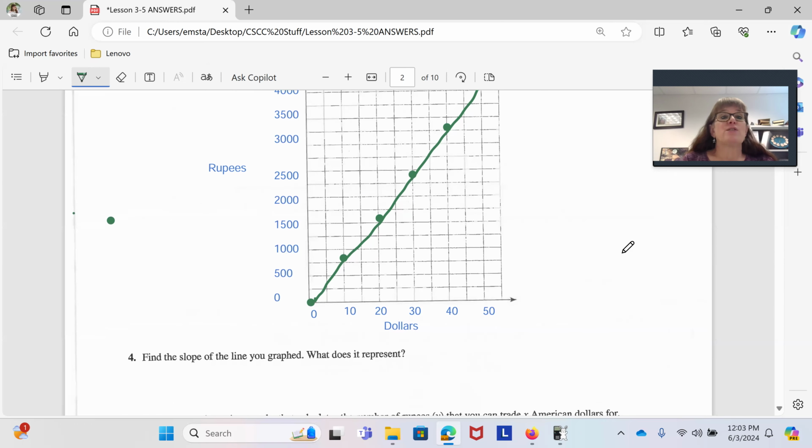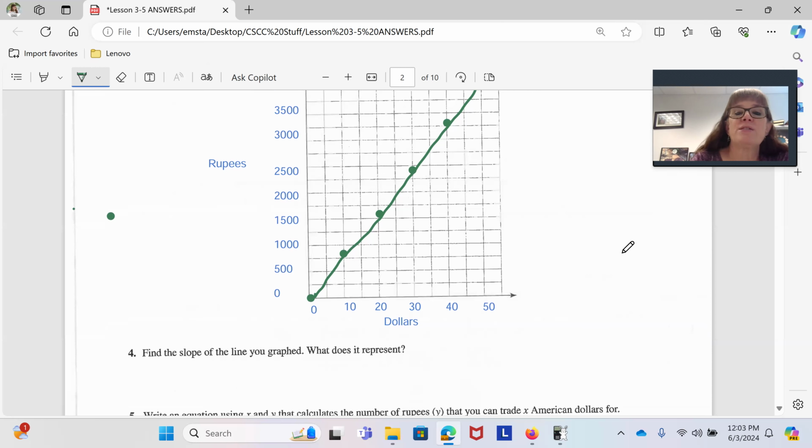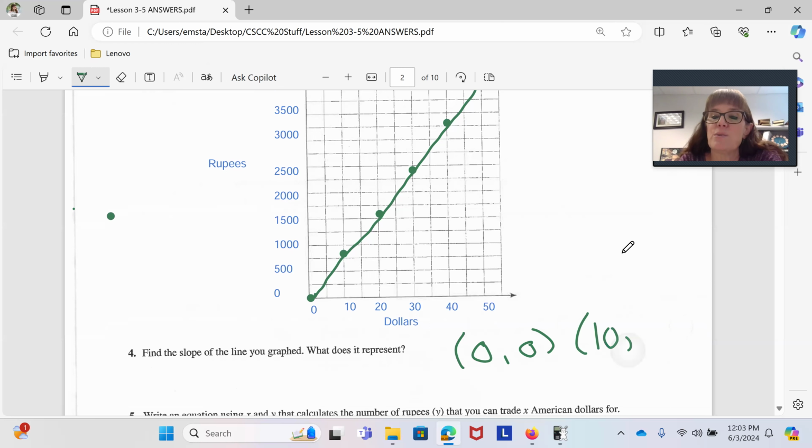They asked me to find the slope. So to find the slope, I need to find 2 of the ordered pairs. I'm going to look back at my table to do that. I like the smallest two because they're easy to work with. It doesn't matter which two you pick. I'm going to pick 0, 0. And then from that table on the previous page, I also had that 10 was 821.